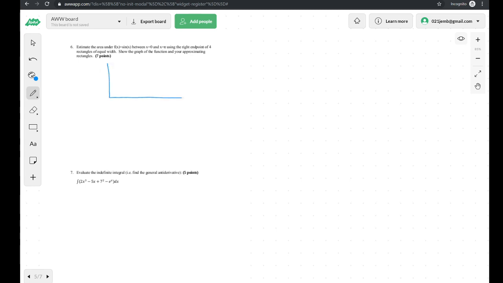So we have an interval of 4 different rectangles, so that means that n equals 4. And we're trying to find our RAM, the right endpoint approximation for the Riemann sum.